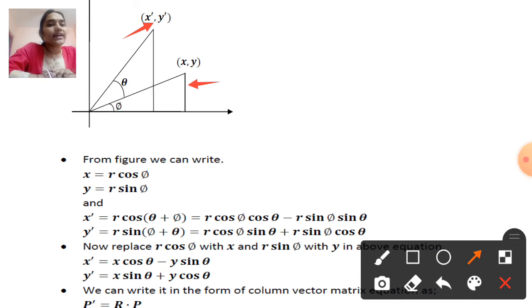X dash we find out as r cos theta plus phi. Here we can put the trigonometric formula. All of you recall your trigonometric formula. Trigonometric formula cos a plus b. Cos a plus b formula is cos a into cos b minus sin a into sin b. All of you remember or not?